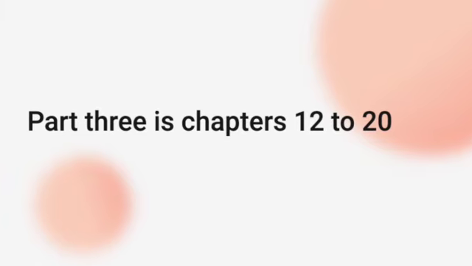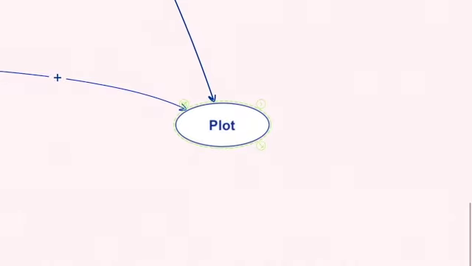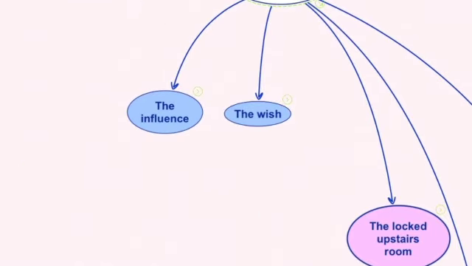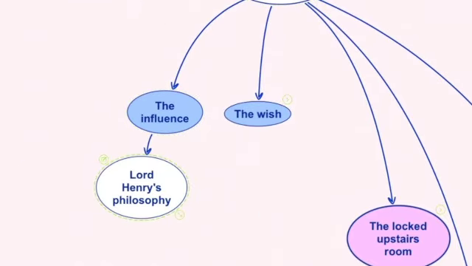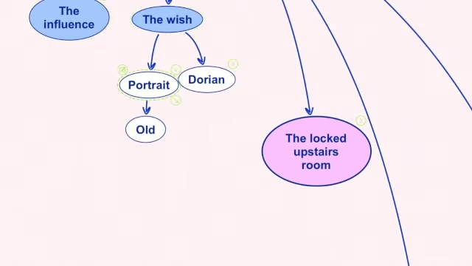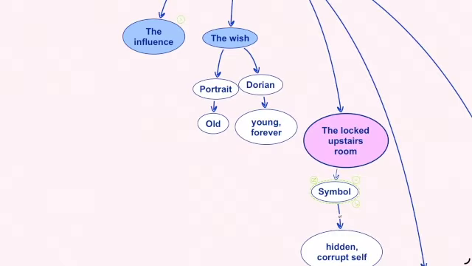Looking now at the plot. The first key point is Lord Henry's influence. His hedonistic philosophy is the start of the novel's central event. Lord Henry's method isn't force, it's conversation. The wish is next. Dorian's portrait is old, but Dorian is not. And the upstairs room is the location of the hidden, corrupt self. The only place where the truth is stored.